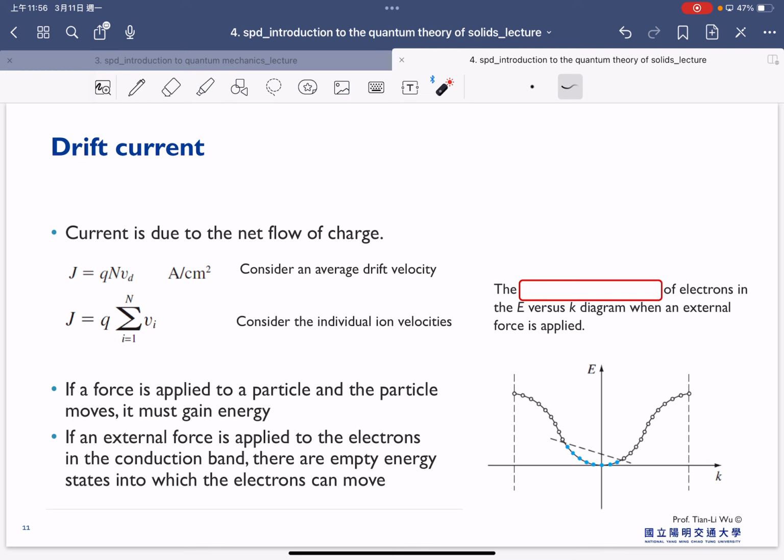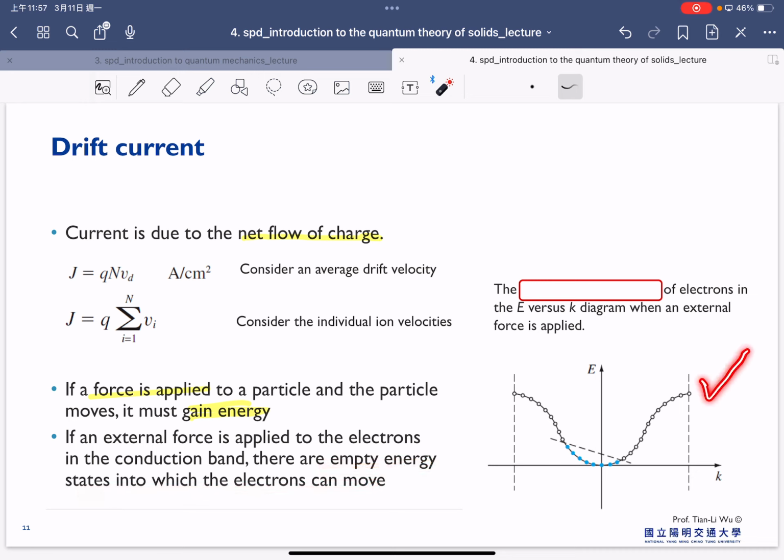Therefore we have to consider how to derive the current equation. In the first part, we consider the drift current. Drift current is basically due to the flow of charges, and can be considered in these equations here. If a force is applied, so if we apply a certain force and the electron starts to gain energy, and if an external force is applied to an electron in the conduction band and there are empty energy states, the electron can start to move here.